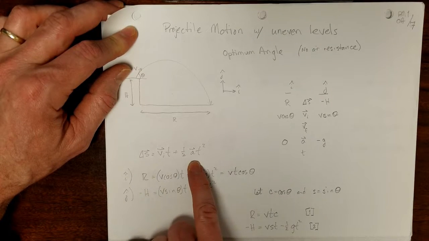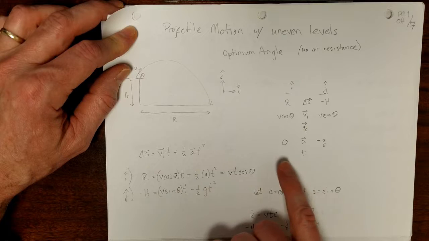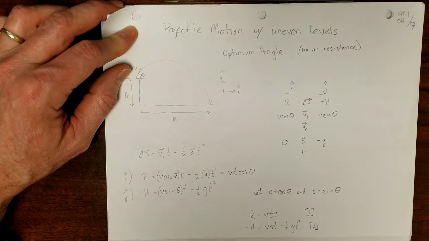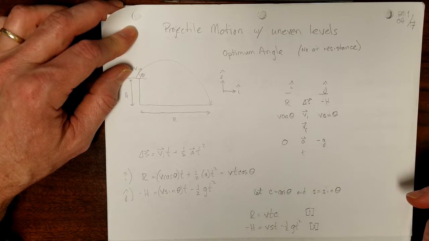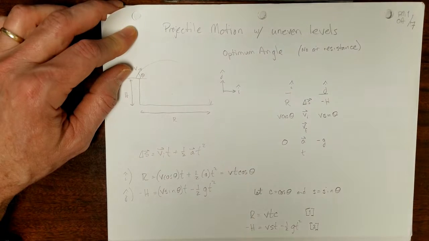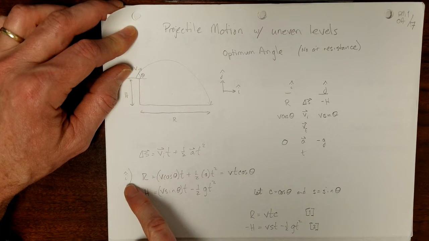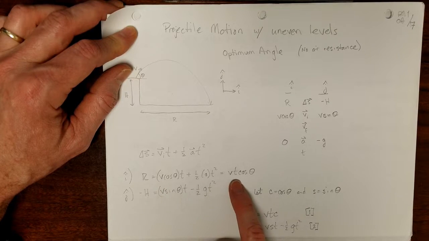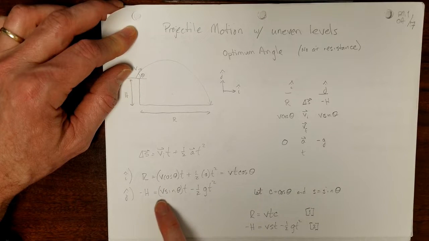If I plug into one of the kinematic formulas, and again I can because we're assuming that the change in height is not so extreme that g would change, and horizontally there's no air resistance, so there are no forces acting in the horizontal direction. Plugging the i hat and j hat components into this, we end up with r is equal to vt cosine theta, and negative h is equal to v sine theta t minus 1/2 g t squared.